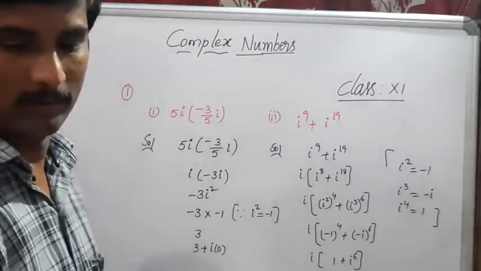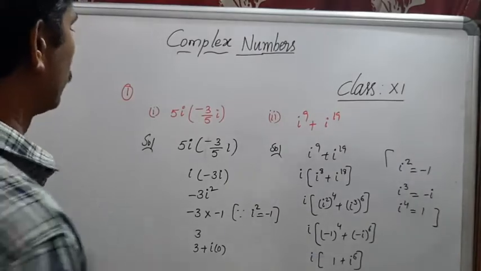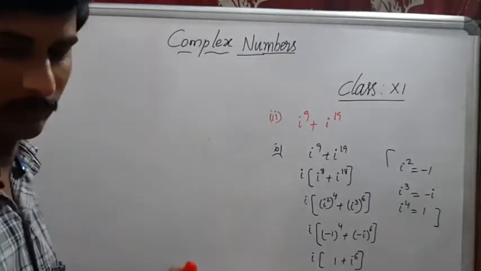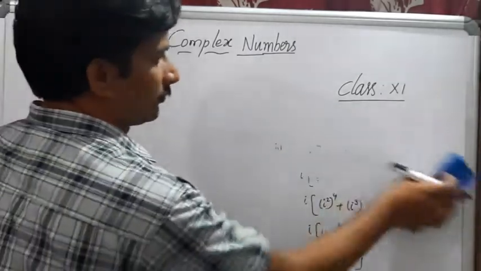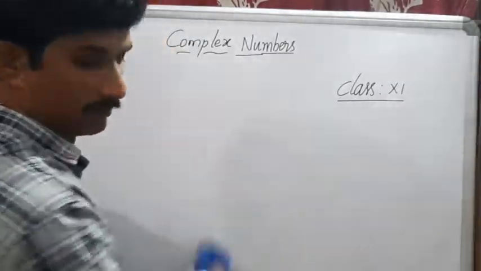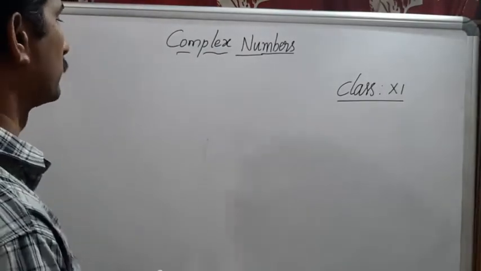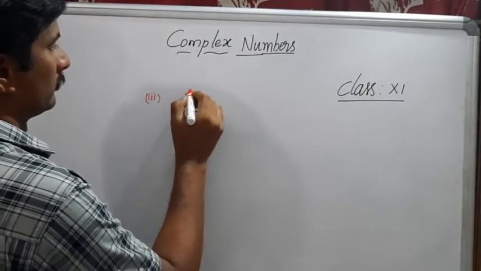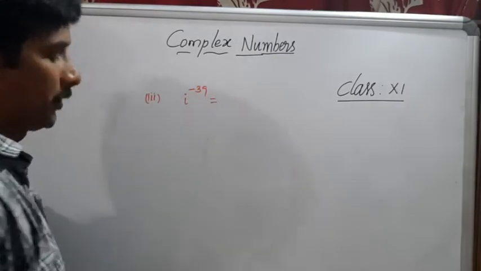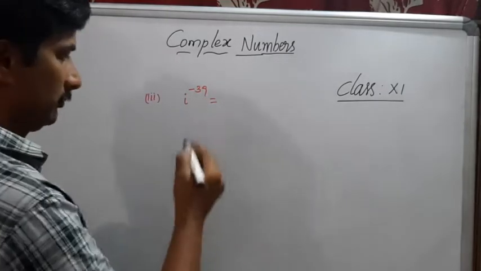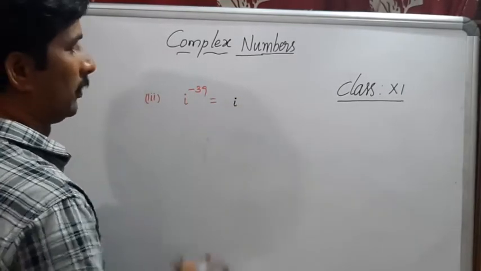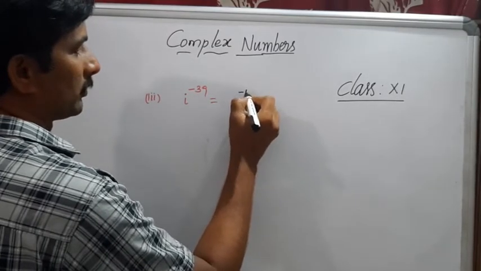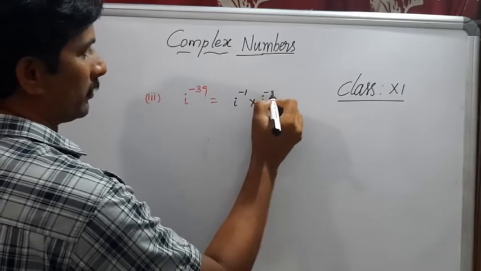Next, third bit: i power minus 39. So it can be written as i power minus 1 into i power minus 38.